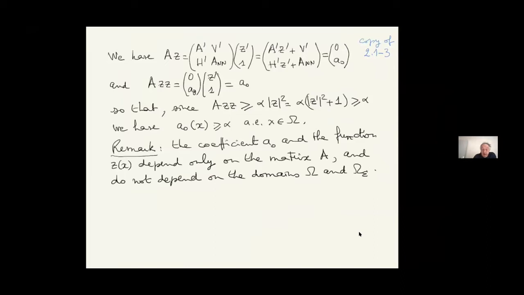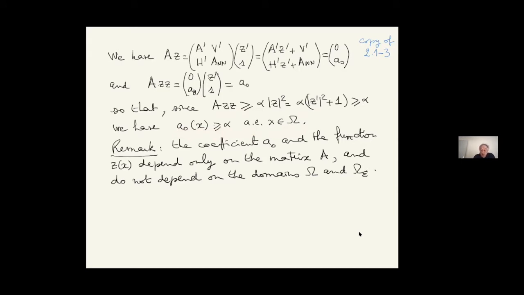Let me observe that if I compute A zeta, by block, this is easy. I find two components, and the first component is 0 due to the definition of zeta prime, and the second component is exactly S0. And if I form A zeta zeta, which is A zeta multiplied by zeta, which is zeta prime 1, this is S0. But since A zeta zeta is more than alpha times zeta squared, this is equal to alpha times zeta prime squared plus 1, so more than alpha. So the coefficient is coercive, as I said before.